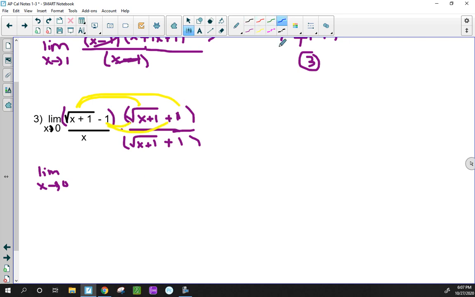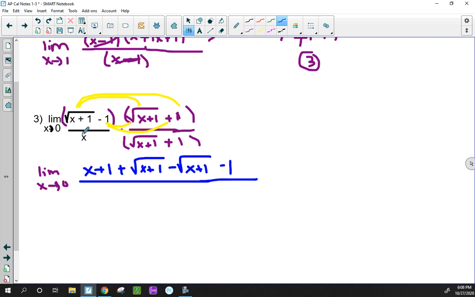And here we go. On the top, numerator, square root of x plus 1 times itself is just the radicand back, so x plus 1. Outside, the square root of x plus 1 times 1 is 1 square root of x plus 1. Inside, negative 1 times this is the negative version of that. And last, negative 1 times positive 1 is negative 1.